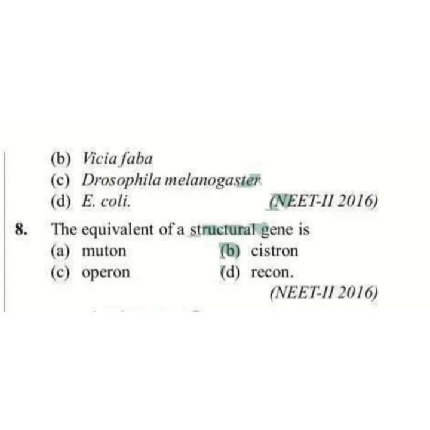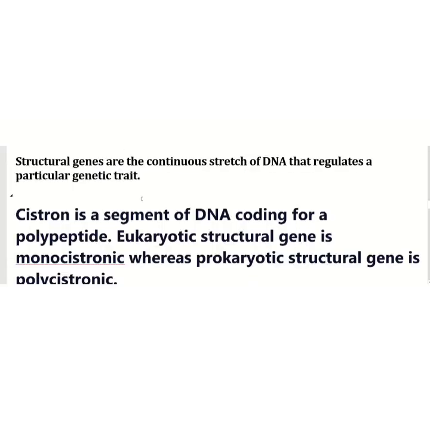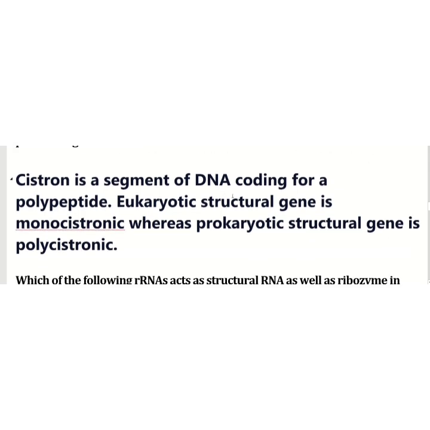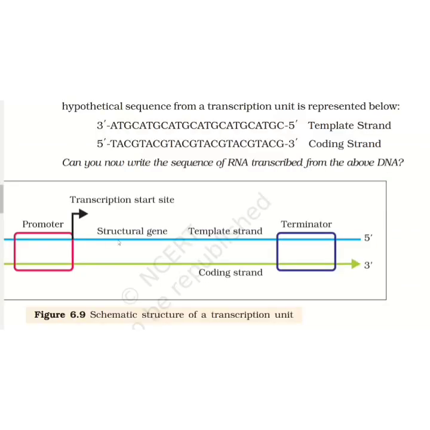Let's see, what is a structural gene? The structural genes are the continuous stretch of DNA that regulate a particular genetic trait. And a cistron is a segment of DNA coding for a polypeptide. See the statement from our NCERT book. Look here, this is the structural gene, the smallest segment of DNA which undergoes transcription.